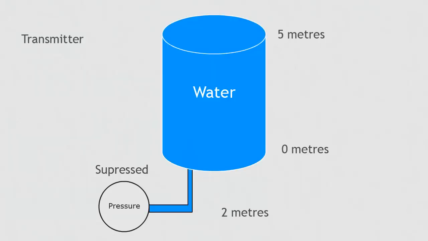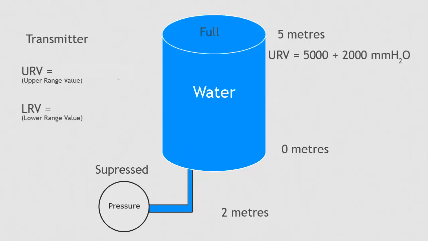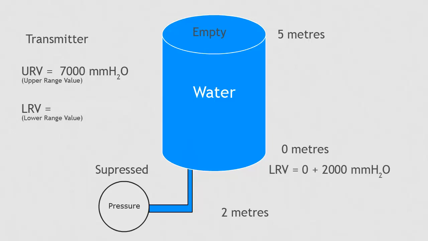The tank is filled with water and the maximum level in this tank is 5 meters and the pressure transmitter is mounted 2 meters below the bottom of the tank. What are the upper and lower range values that the transmitter must be set to? When the tank is full, height is 5 meters plus 2 meters, so the upper range value is 7,000 millimeters of water. When the tank is empty, the lower range value is the height of the capillary and is 2,000 millimeters of water.